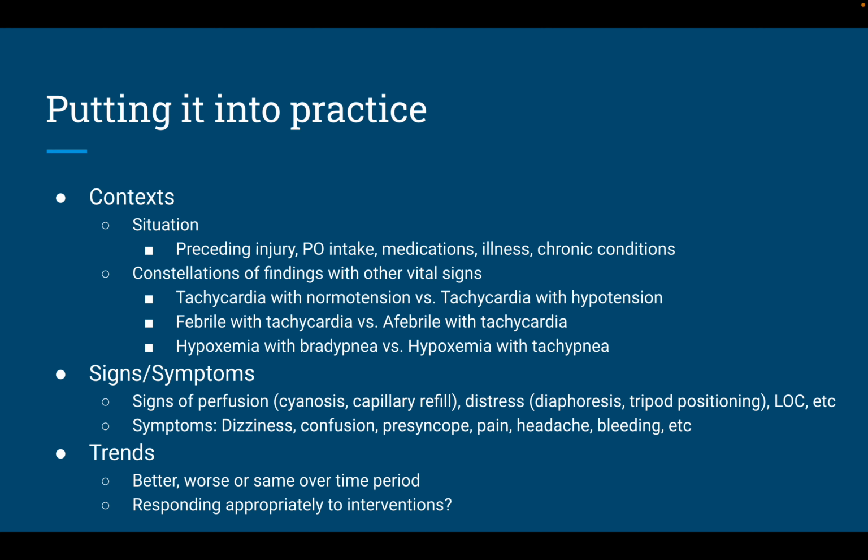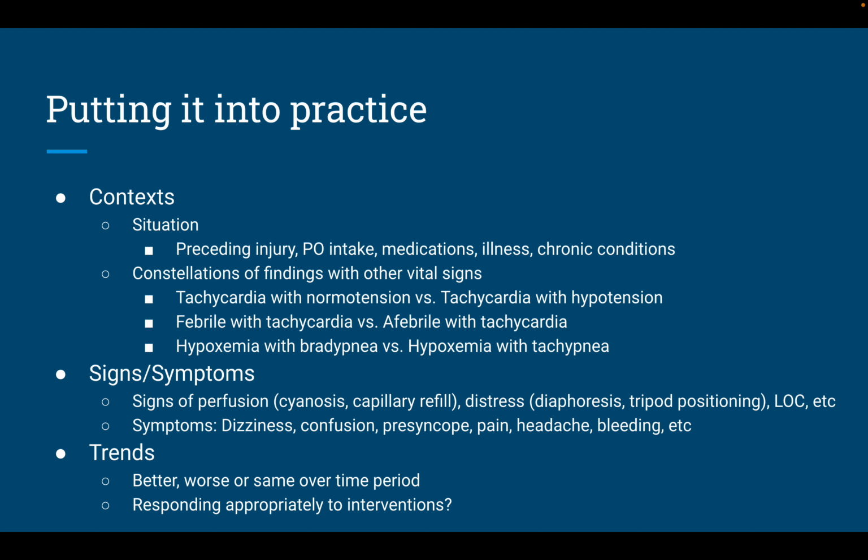Whereas somebody who is asymptomatically having low heart rates and low blood pressure, maybe they're a well-trained athlete and that's where they live, and they're able to successfully perfuse all their important organs at those lower levels. So it's important to assess for symptoms. And then thinking about trends, are the vitals getting better, worse, or the same over a particular time period, as you're assessing maybe a few times over that time period.